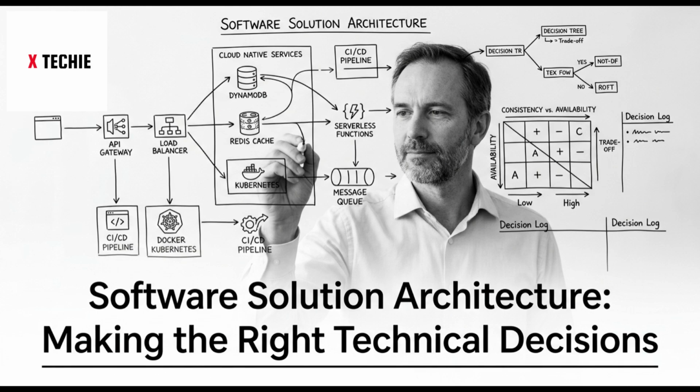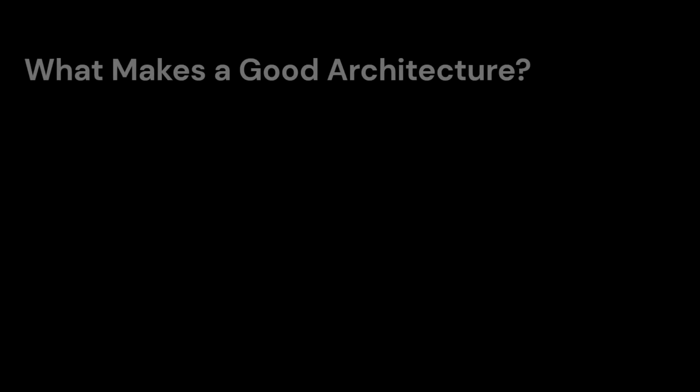Software architecture is not about drawing complex diagrams. It is about making technical decisions that survive business growth, increasing users, system complexity, and unexpected failures. Good software architecture is not about choosing the latest technology or creating the most complex system. It is about finding the right balance between multiple important factors.